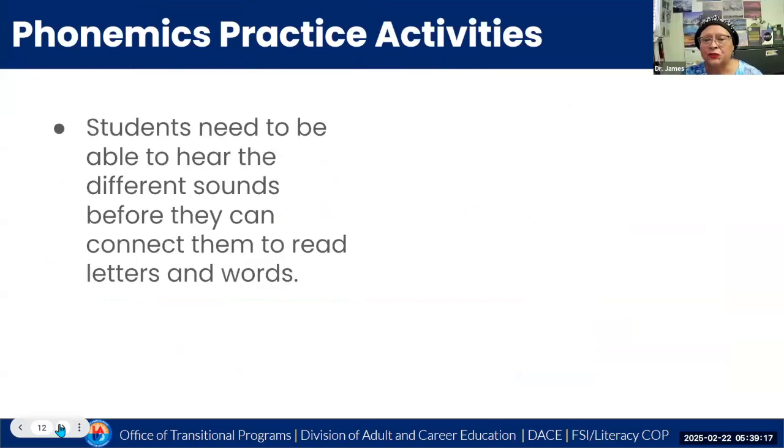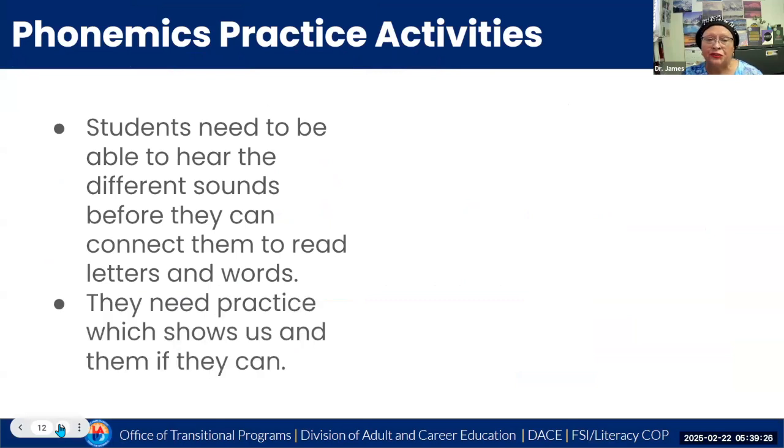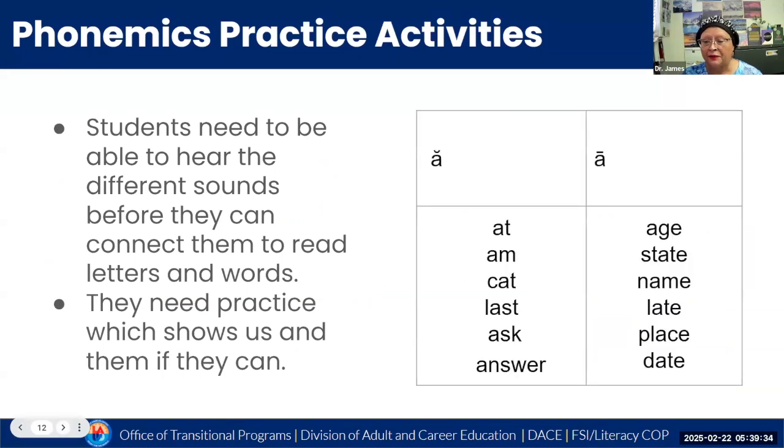So what we just said is the students need to be able to hear different sounds before they can connect them to read letters and words. They need practice, which shows us if they can identify them. Ed just said that using Remind to share links with students is a really great idea. I know a lot of us learned that during COVID. It still works.